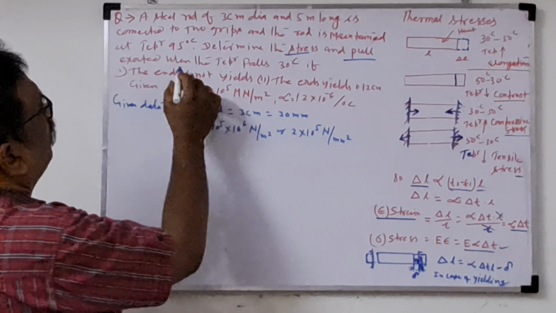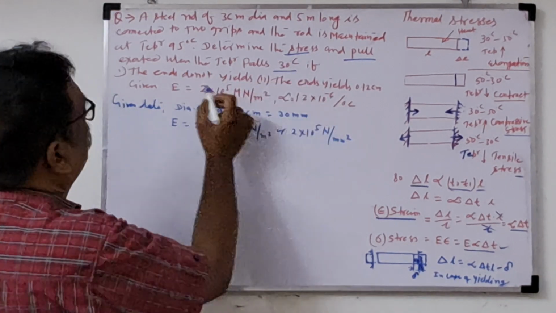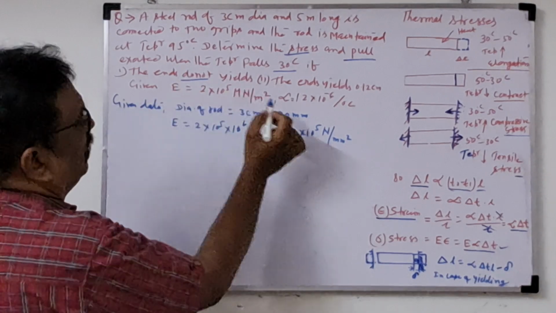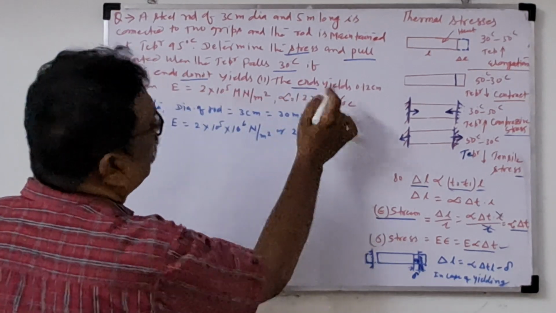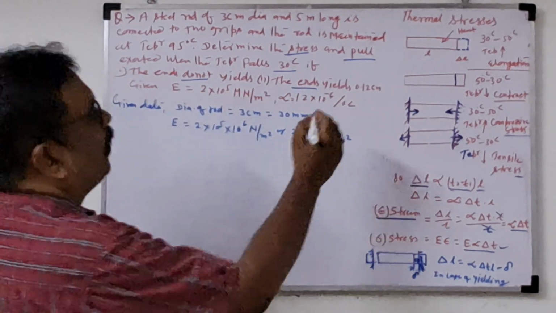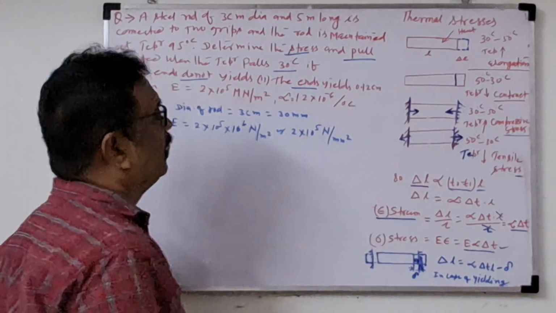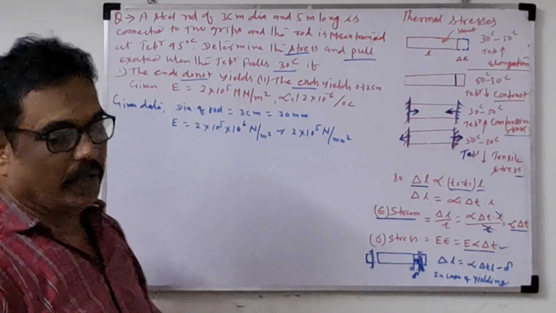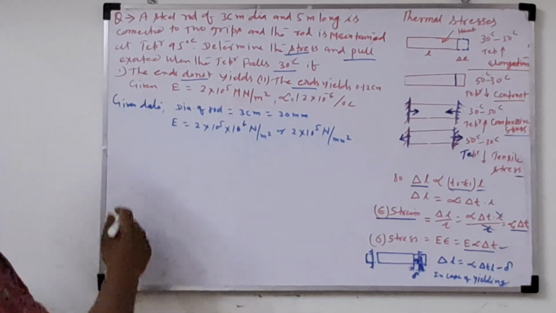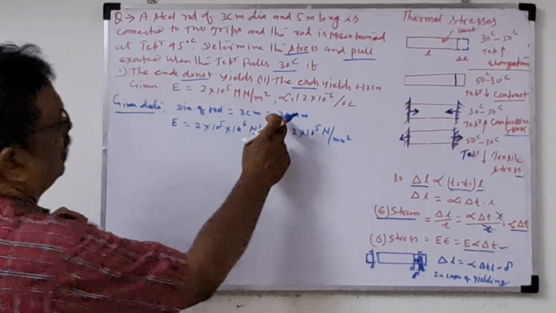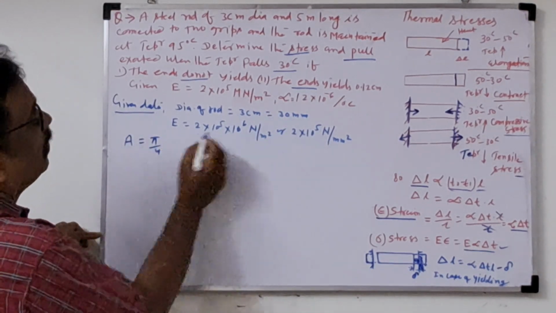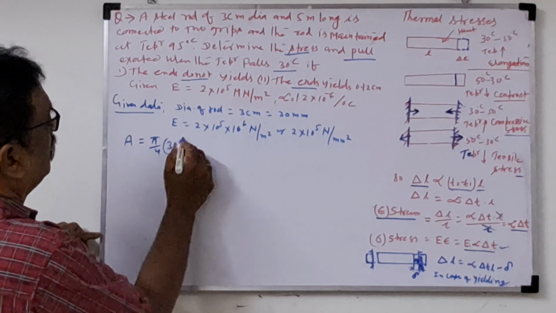Two cases, when the temperature falls to 30 degrees Celsius. What are the two cases? The ends do not yield, and in one case the end will yield up to 0.12 centimeter, as given. And as usual, the Young's modulus and coefficient of linear expansion values are given. So how will we solve this question? What is the given data here? Diameter is given, which means we can find the area: pi by 4 into 30 squared.